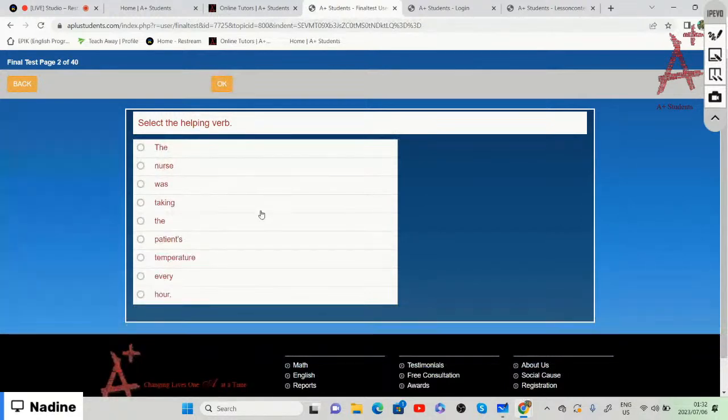The next helping verb. The nurse was taking the patient's temperature every hour. We need to choose the helping verb. So you can first choose the main verb and then choose the helping verb.